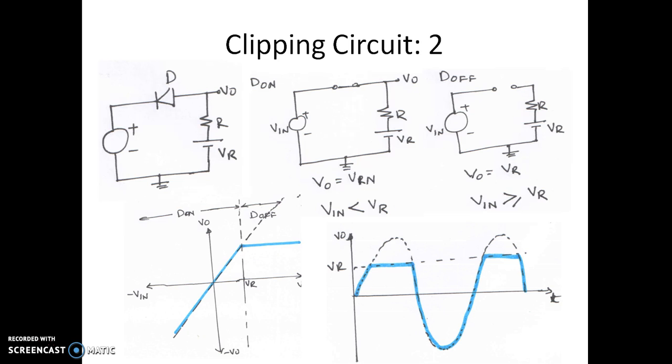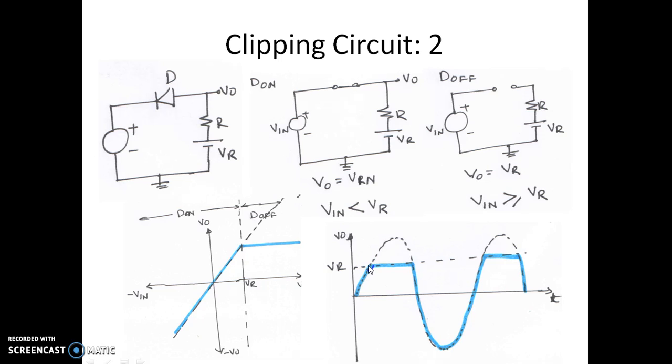So let us also have a look at how the waveform looks if you apply a sine waveform. The dotted line indicates the sine wave, which is the input voltage. Now you can see we have marked one more line which corresponds to VR, the reference voltage. If the input voltage is less than VR, as we saw here, the diode was on, the output was actually following the input.